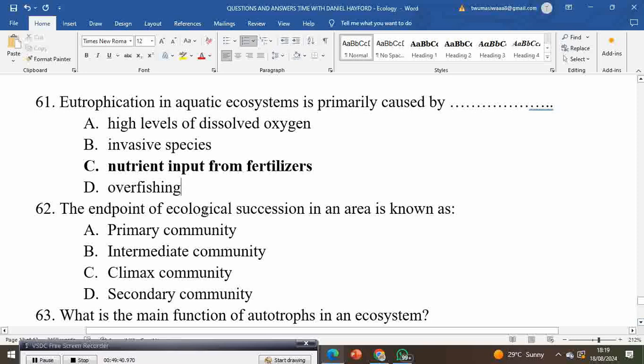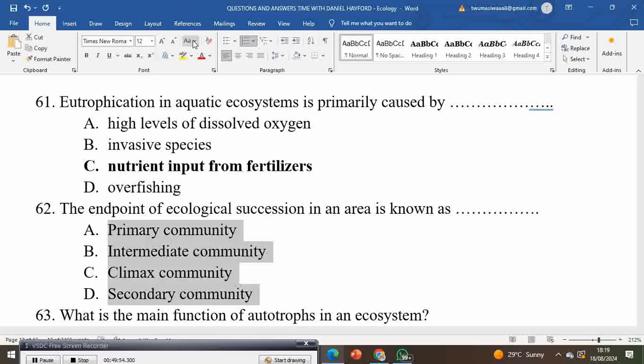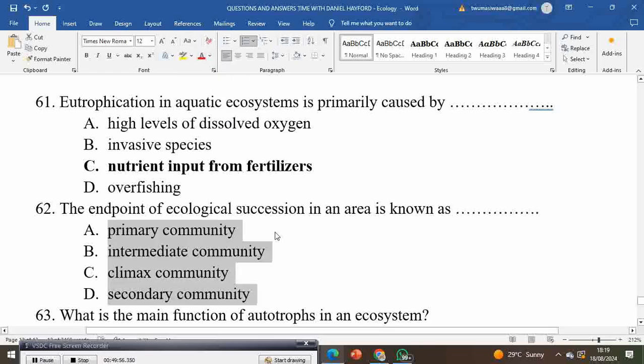Now, what about 62? The endpoint of ecological association in an area is known as... So this one, we are supposed to complete a sentence. All right. So what will we do? We will first change this one to small text like this. And then by now you must have finished choosing your answer. So question number 62, what is your best shot? The endpoint of ecological association in an area is known as, I think we have had a similar question like that. It's supposed to be climax community. So as it stands now, it is C.